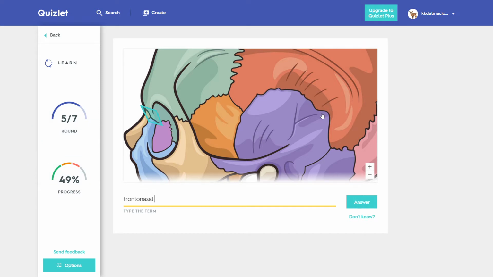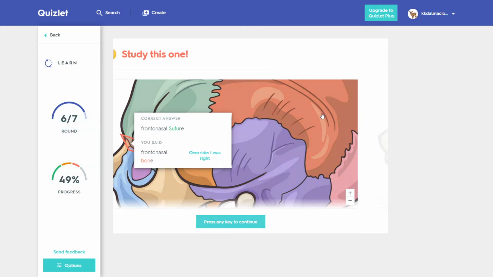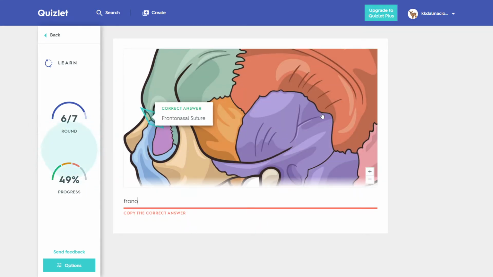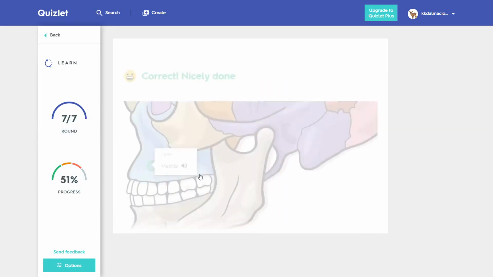Frontonasal. Oh my word. Bone? Sinus? Suture. Oh my word. Okay, at least I got the first word correct, so I'll probably remember that next time. The maxilla, that's definitely the maxilla.